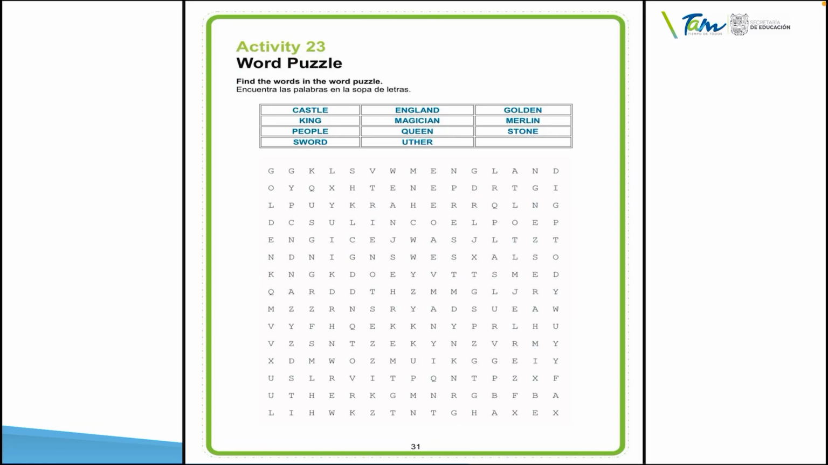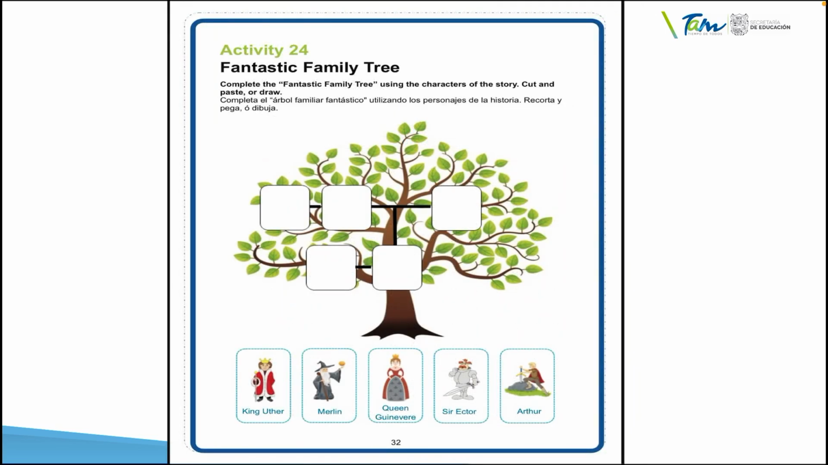Activity 23, word puzzle. Find the word in the word puzzle. Okay, very easy. You need to find these words on this word puzzle. Okay, castle, king, people, sword, England, magician, queen, Uther, golden, Merlin, and stone. Okay, next. Fantastic Family 3. Complete the Fantastic Family 3 using the characters of the story. Cut, paste, or draw. Okay, pueden recortar, pegar, o dibujar. Okay, it's your choice.